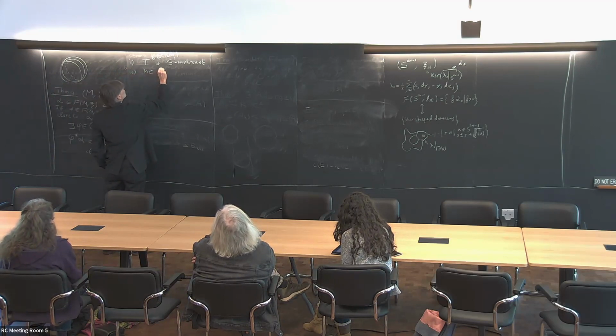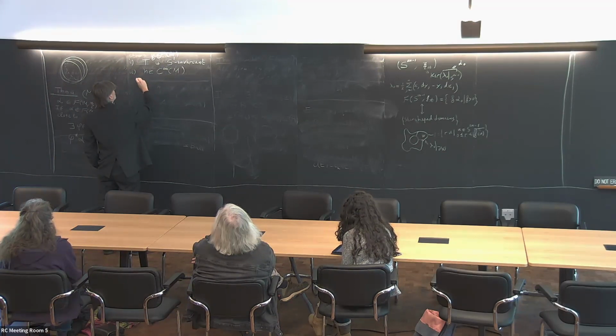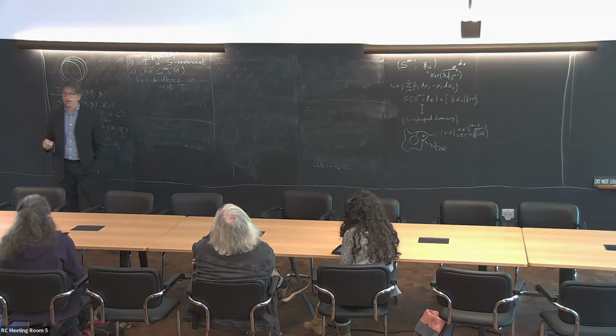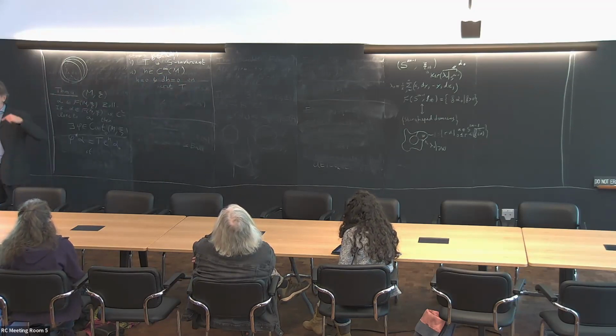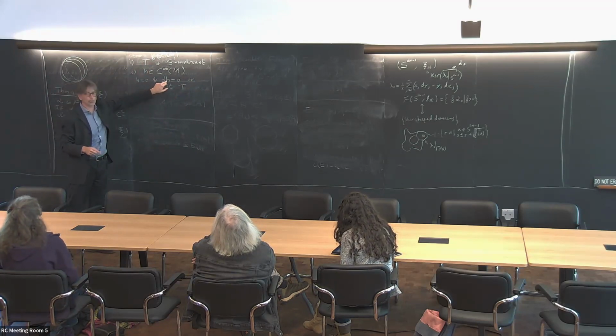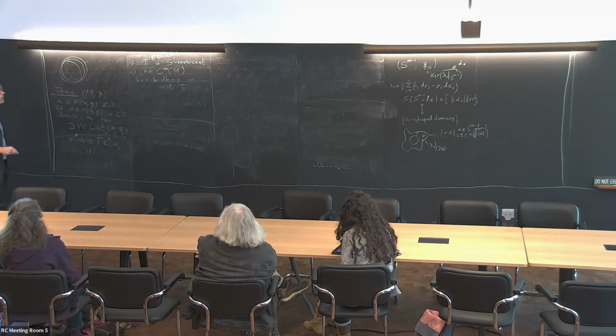H is also a smooth function, and it has the property that it vanishes, and its differential also vanishes, on the critical set of T. The critical set of T consists of circles, because T is an S1 invariant function, so its critical set is also S1 invariant. On all of that, H is 0. So H is not invariant, but it vanishes, together with its differential, there.